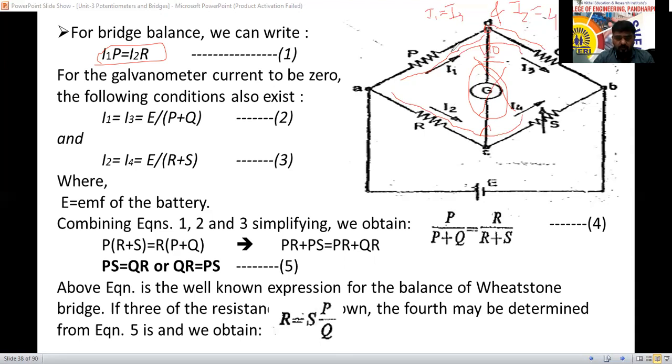So according to Ohm's law, I equal to what? According to Ohm's law, I equal to what?